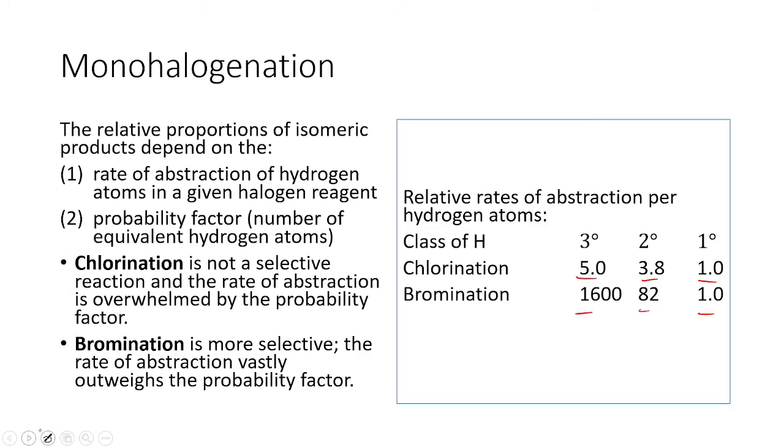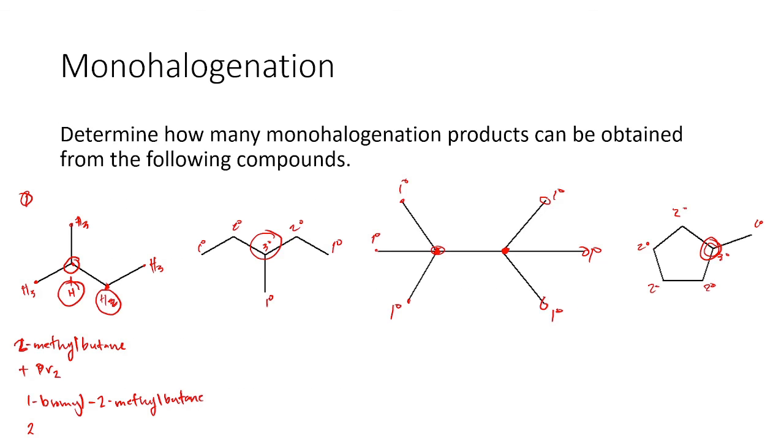We can also have 2-bromo-2-methylbutane. Also, we can have 2-bromo-3-methylbutane.